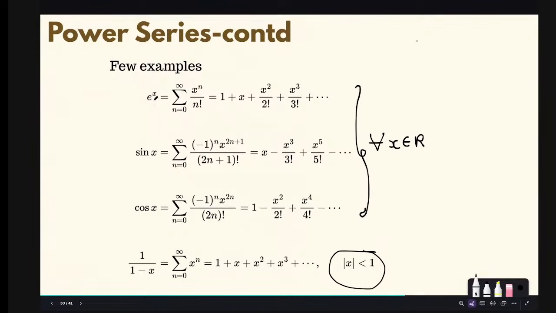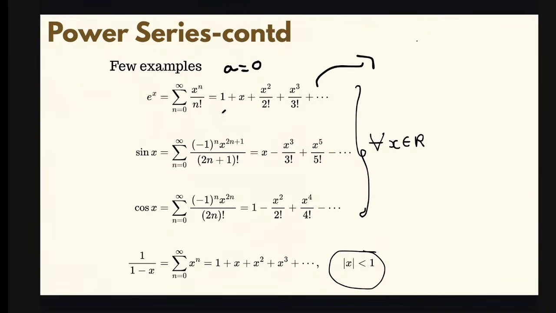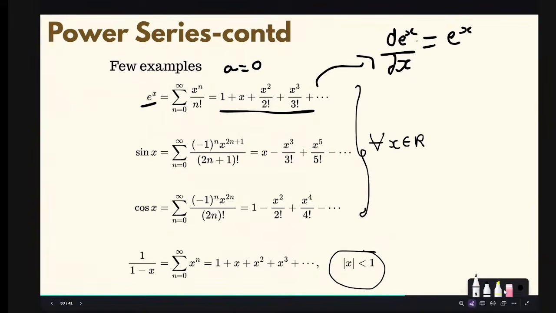So this is e power x. If we use the Taylor expansion, which I mentioned before, you will get this to be the exact series if we take the Taylor expansion for a equal to 0. So we get 1 plus x plus x squared by 2 factorial plus x cubed by 3 factorial and so on. How can we verify this? Well, this must be equal to e power x. And we know that d of e power x by d of x is equal to e power x. Simple test.